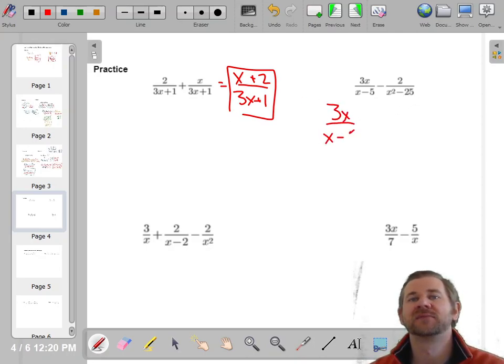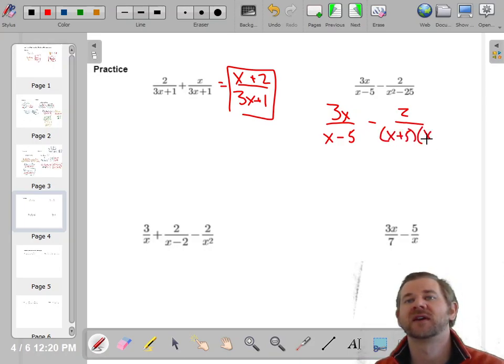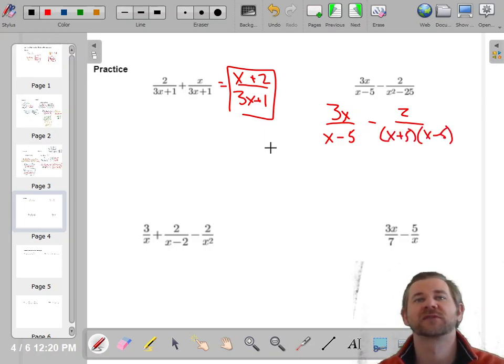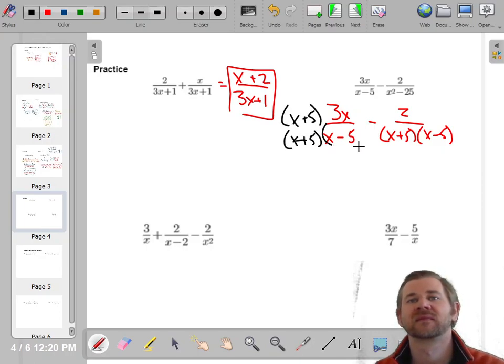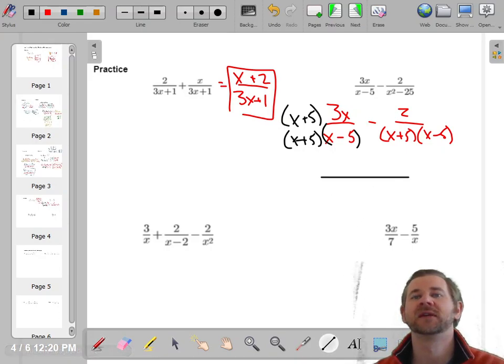3x over x minus 5 minus, this is dots, x plus 5, x minus 5. So I'll give this one an x plus 5. So my denominator will be x plus 5, x minus 5. And now when I distribute, 3x squared plus 15x and then minus 2.